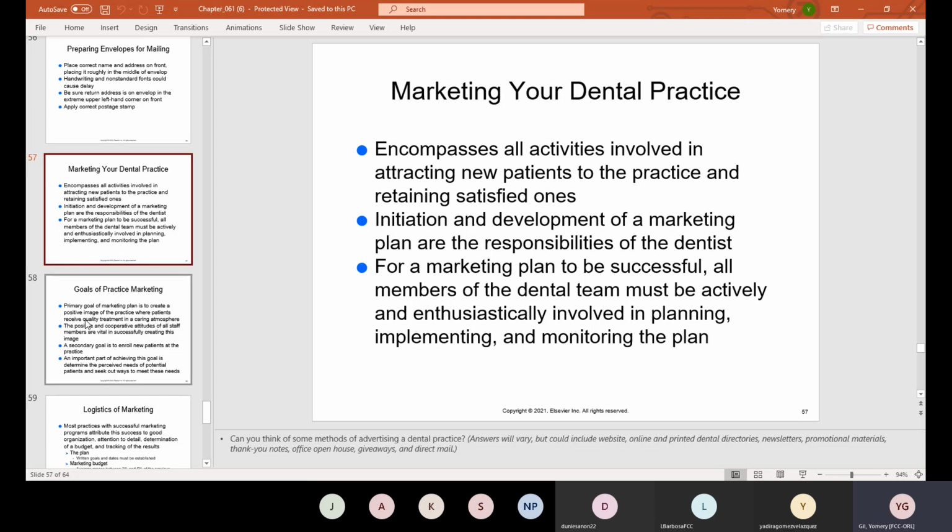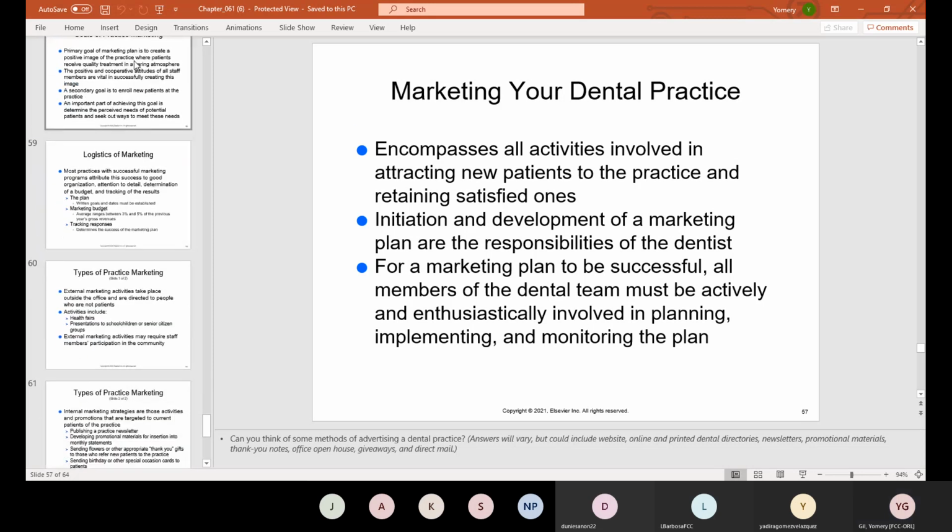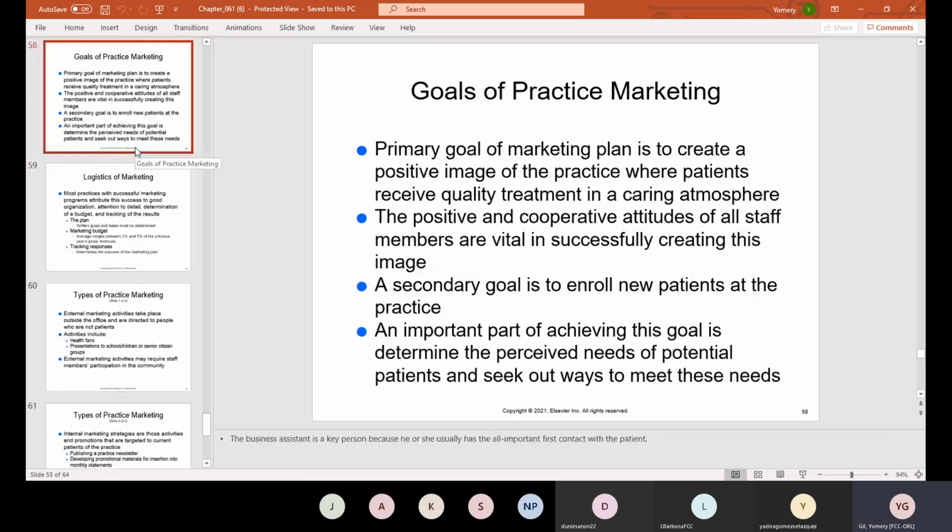Goals of practice marketing. The primary goal of a marketing plan is to create a positive image of the practice where patients receive quality treatment in a caring atmosphere. The positive and cooperative attitudes of all staff members are vital in successfully creating this image.